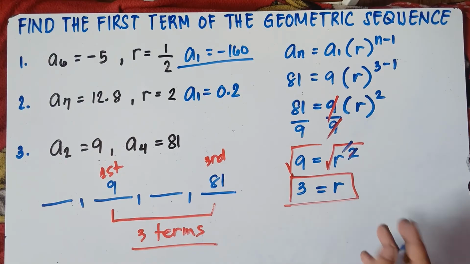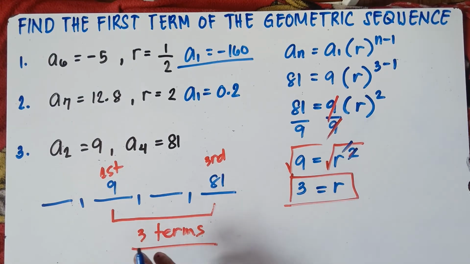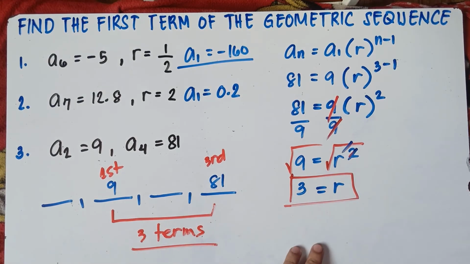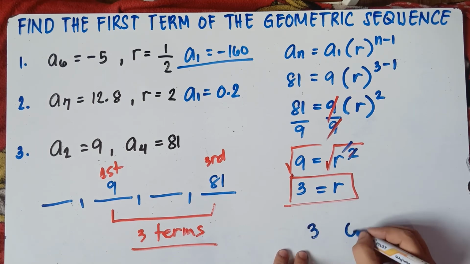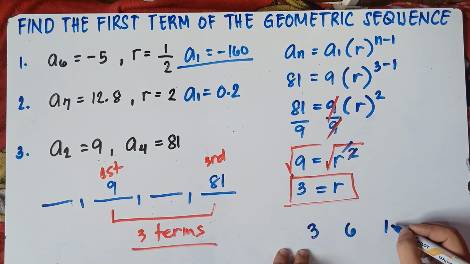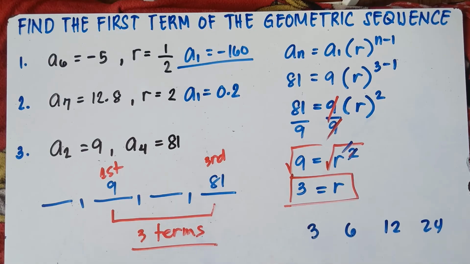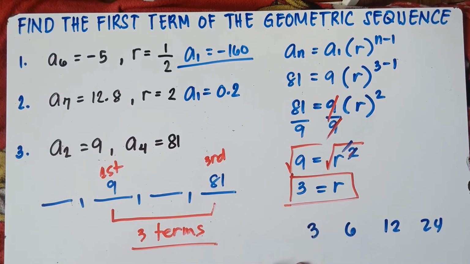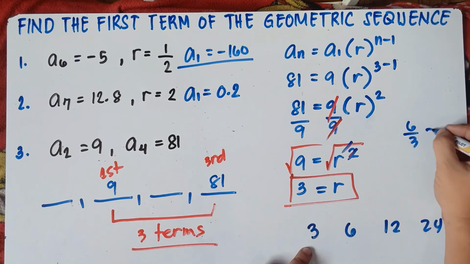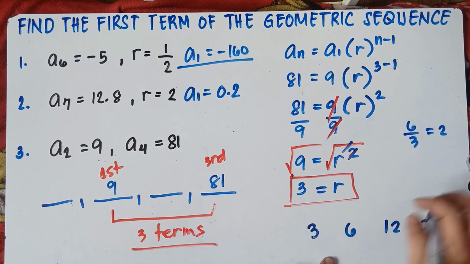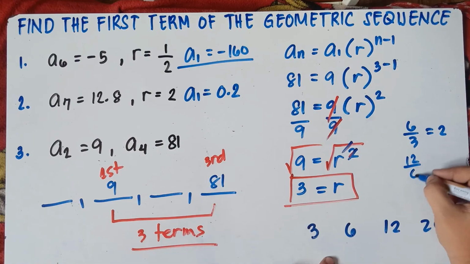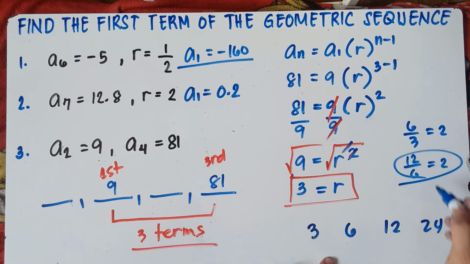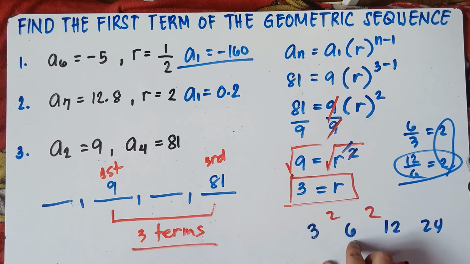So once again, once you get the common ratio in geometric sequence, class, do you still remember? Example 3, 6, 12, and 24. To get the common ratio, class, simply divide the second term by the first term, right? 6 divided by 3, that is 2. Third term by the second term, 12 divided by 6, that is 2. Right? That's the common ratio. That is 2.